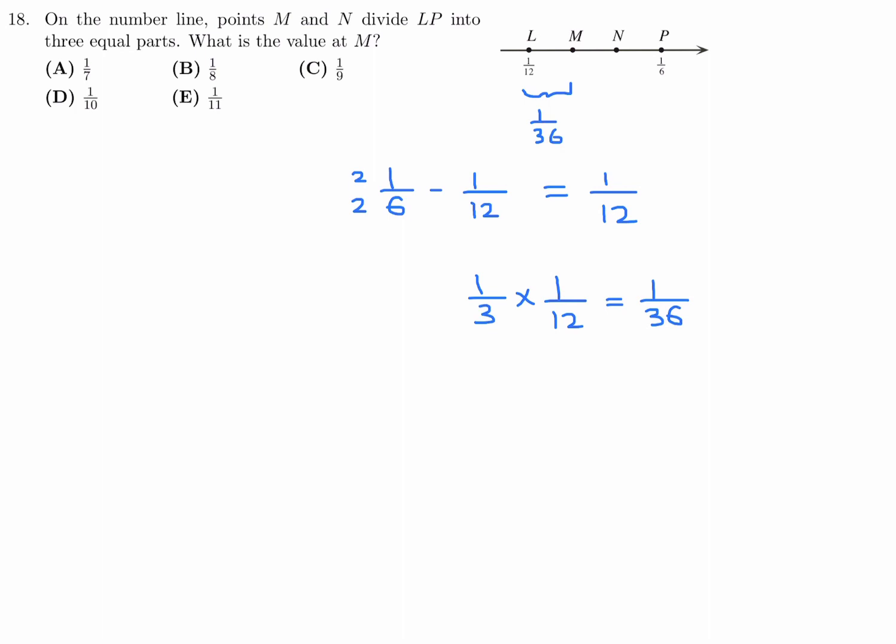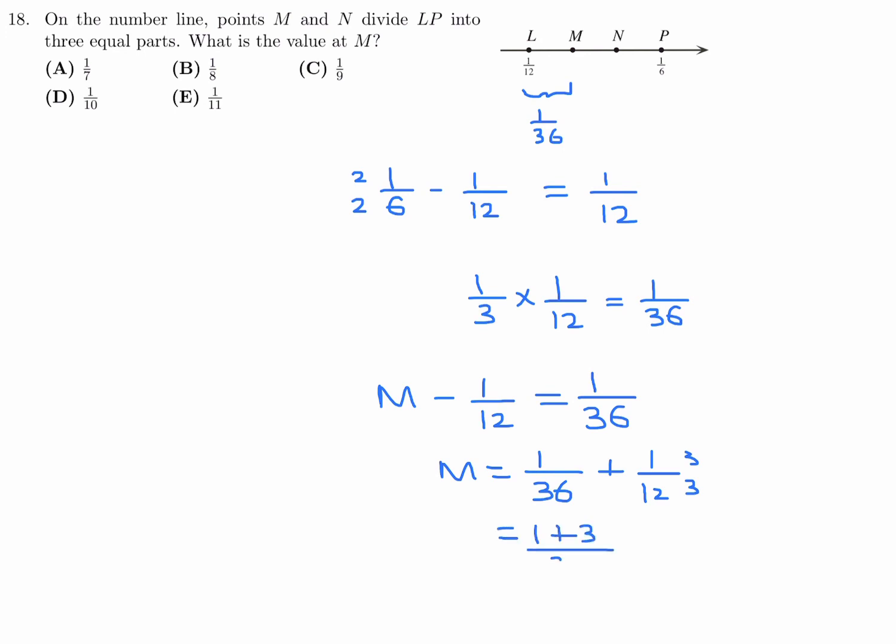So in order to figure out M, it would be M minus a 12th is equal to 1 over 36, right? This minus L is equal to 1 over 36. So M would therefore be 1 over 36 plus 1 over 12. Multiply top and bottom by 3, and you get 1 plus 3 over 36, and that is 4 over 36. And in lowest terms, that would be 1 over 9. So number 18, the answer is 1/9, and that is choice C.